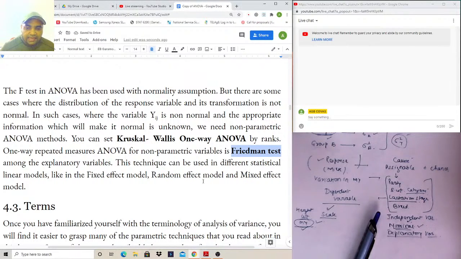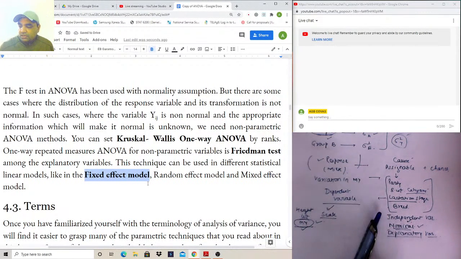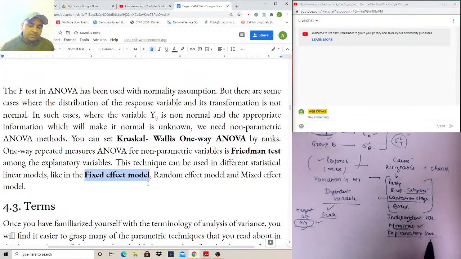So this technique can be used in different statistical linear models, like fixed effect, random effect and mixed effect. We will not be going into details of the fixed effect model, random effect model or mixed model. Here we will only be discussing the fixed effect model, when there is no interaction among your explanatory variables, that is, the explanatory variables are independent of each other. That is known as the fixed effect model, right?